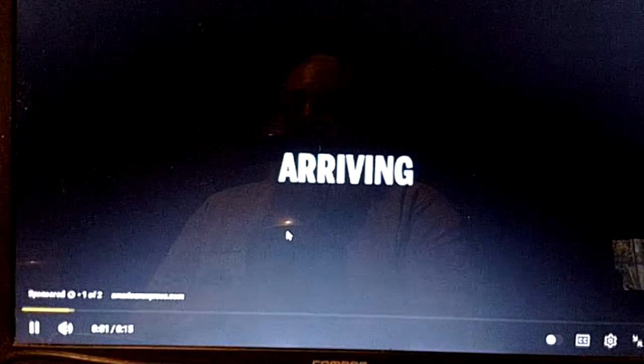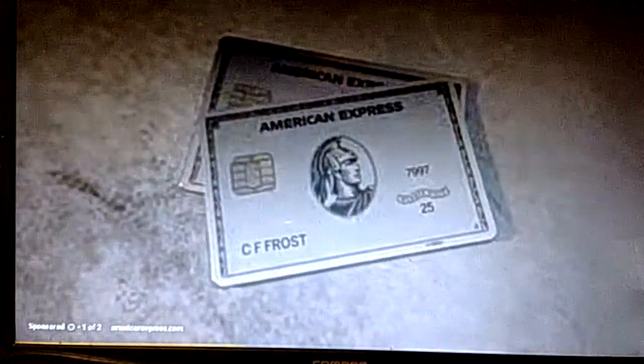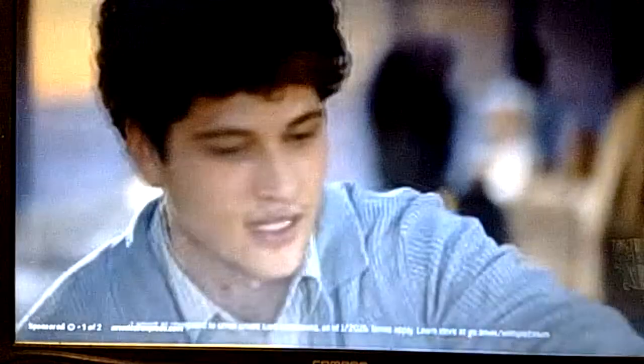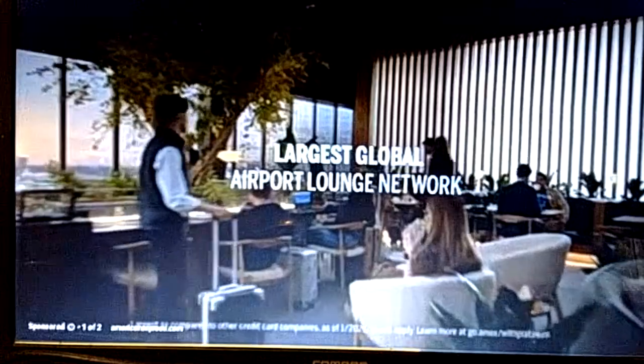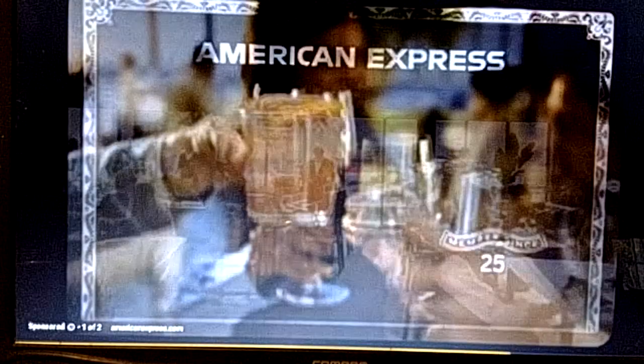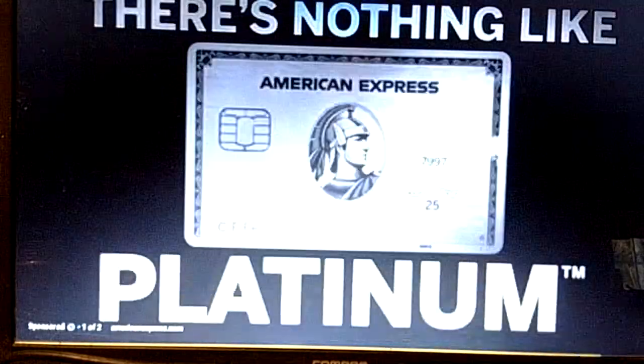Computer says 68. At the airport, my machine says 74. Finding a moment away from it. But I always told you, start your journey in the house with the largest global airport lounge network. There's nothing like platinum.